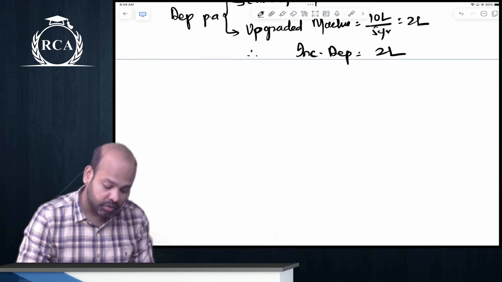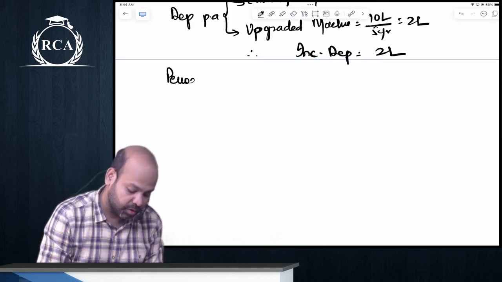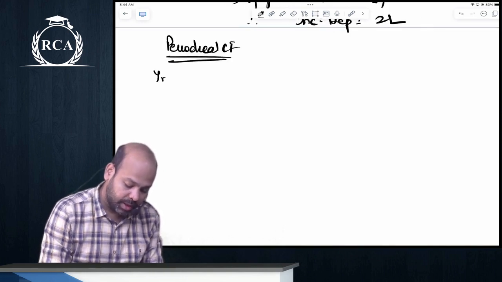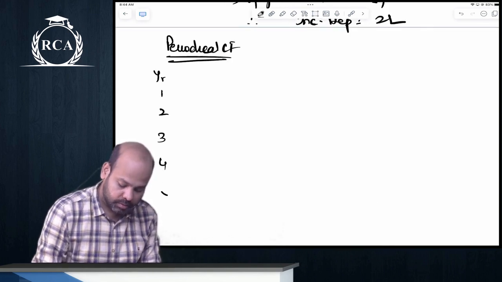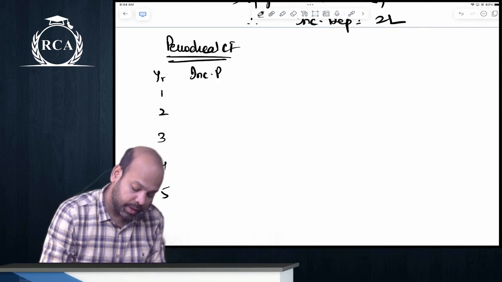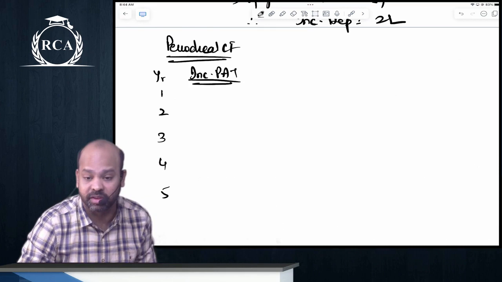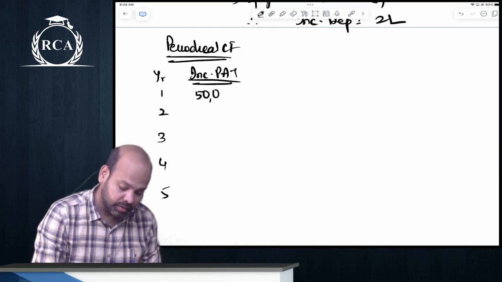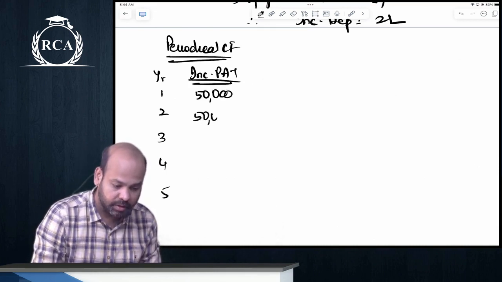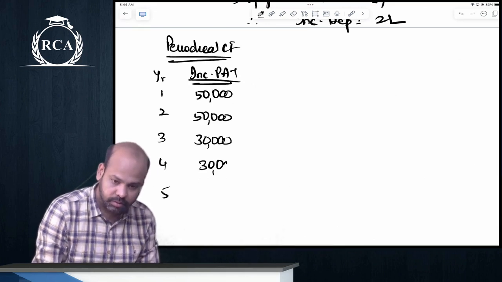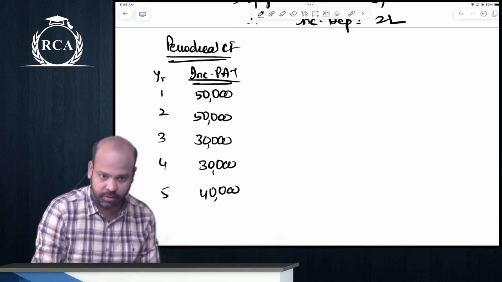अभी बेटा एक सेकंड सुन लो. एक ऑप्शन के लिए मैं करता हूं, फिर दूसरा ऑप्शन तुम लोग करना. Periodical cash flow guys. Can you tell me incremental PAT? Incremental PAT beta. This is column 2 minus column 1. Upgraded machine minus existing machine. 50,000, 50,000, 30,000, 30,000, 40,000.